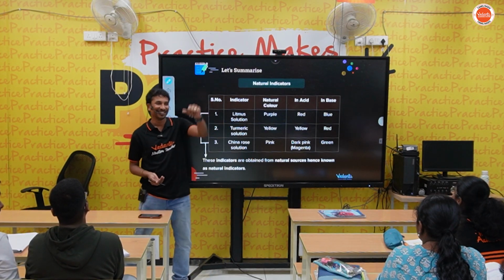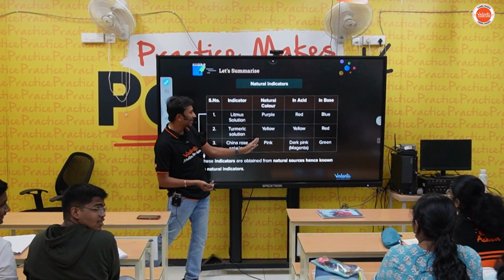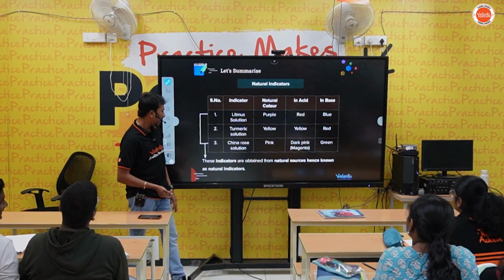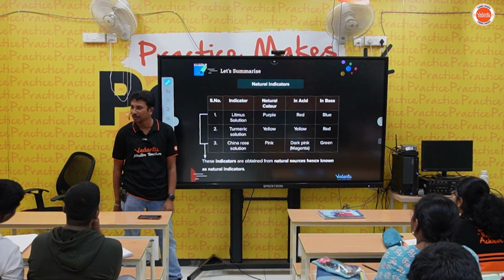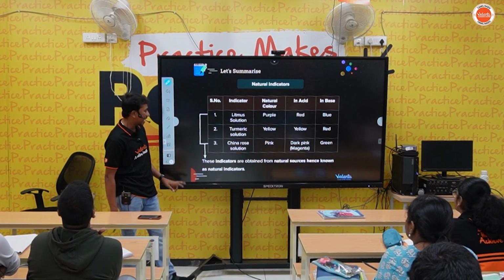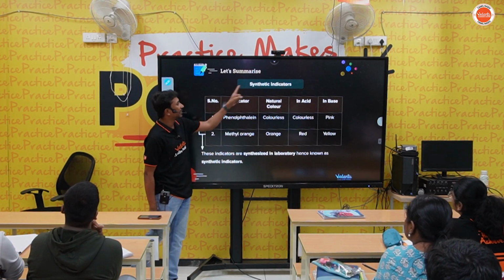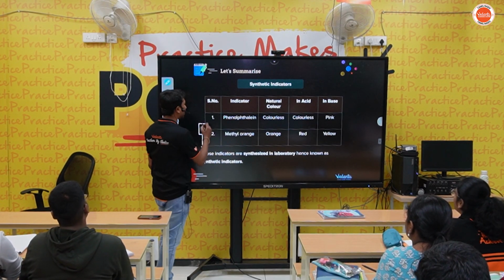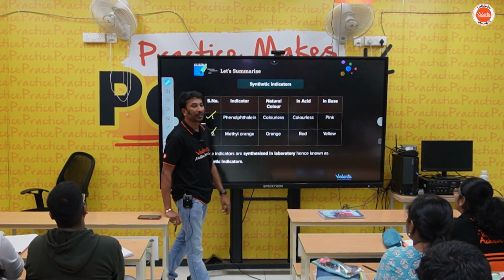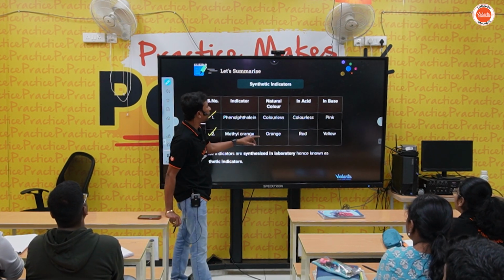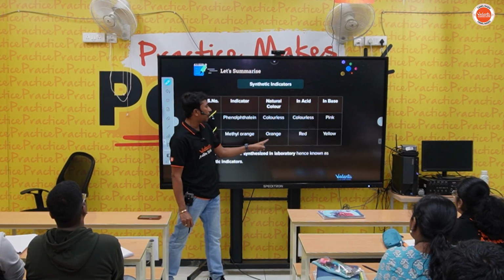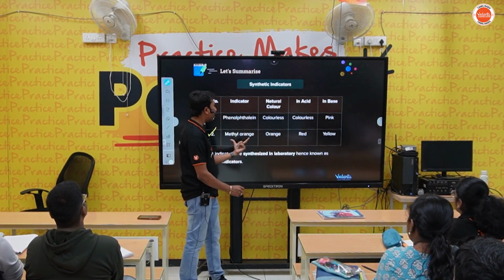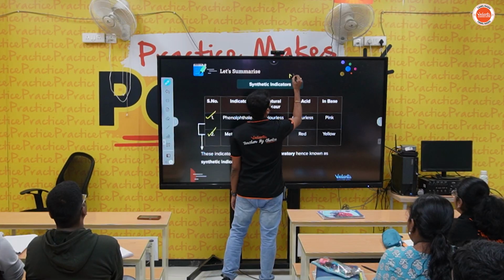You said it, very good. Okay, so all these colors can be remembered, and these indicators are obtained from natural sources. So what do we call them? We call them natural indicators, right? And next, synthetic indicators, whatever you said is right. Phenolphthalein and methyl orange, right? Color is very important. Colorless in acid and pink in base. And methyl orange, MO, remember this way.